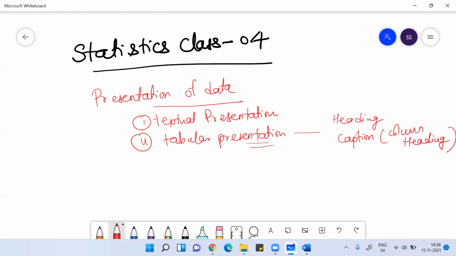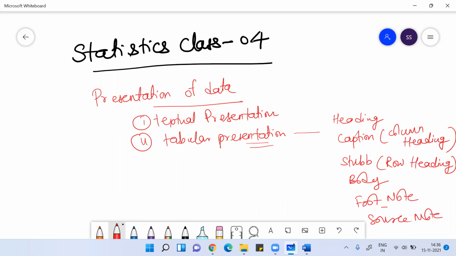Then you have stub. Stub basically means row heading. Then you have the body part where your content is. Your complete content of the table would be in the body part. Then below the body part, you have a footnote, and then you have a source note.